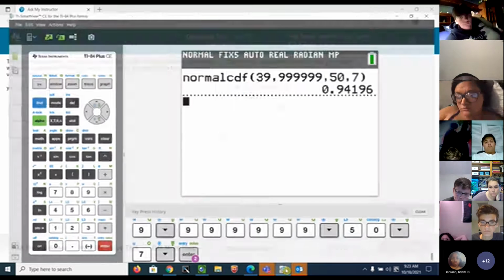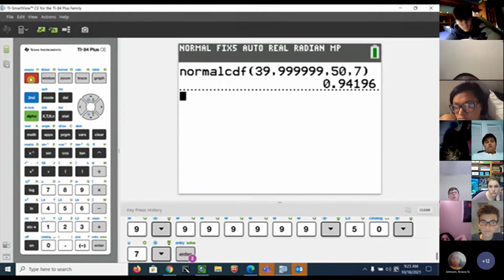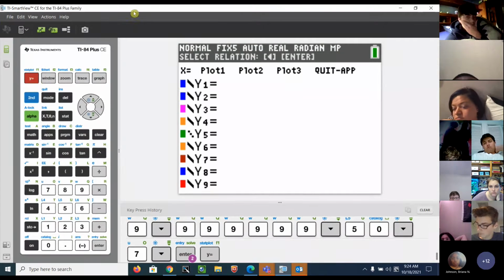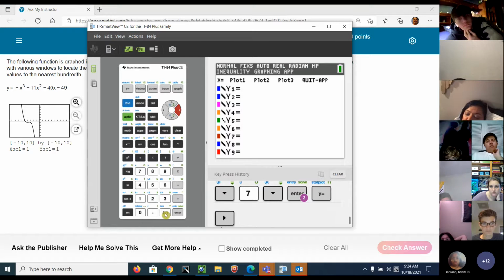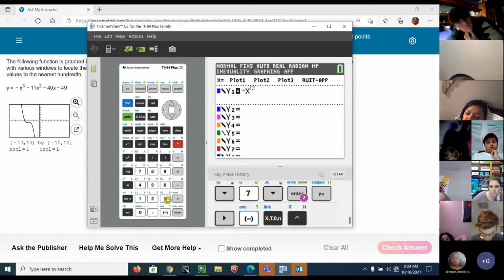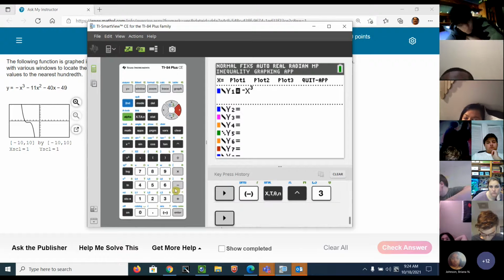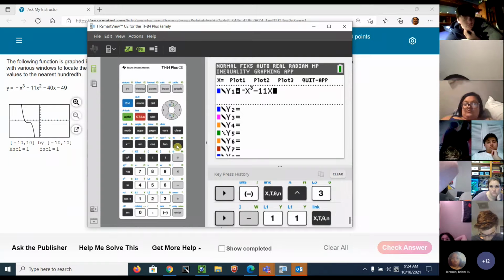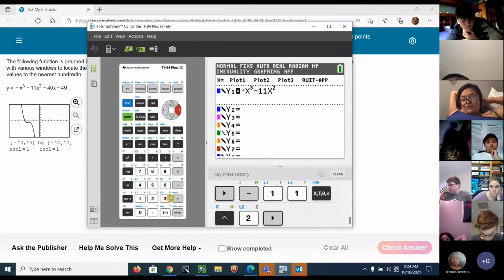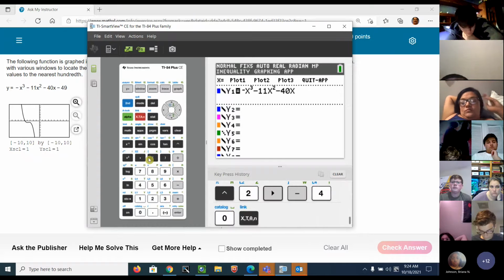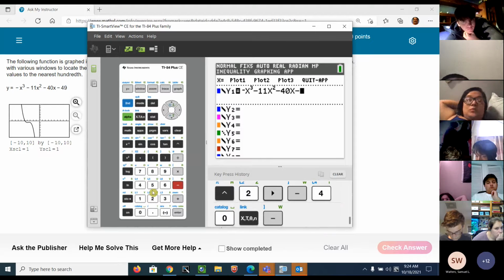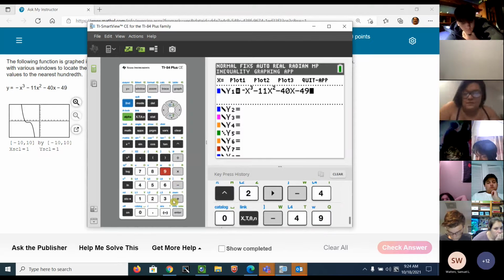Because you have to do this on the calculator. So y is equal to, make it small, y is equal to negative x to the third power minus 11x squared minus 40x minus 49. And graph.